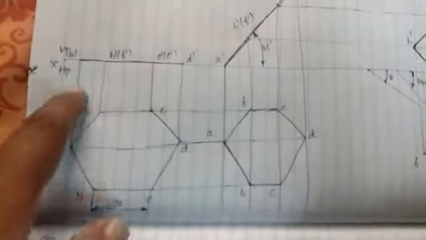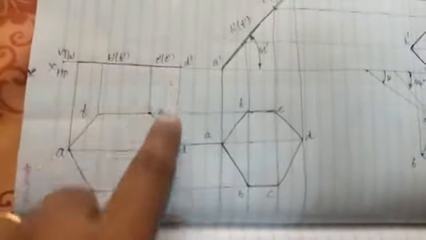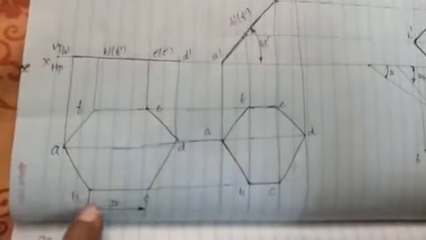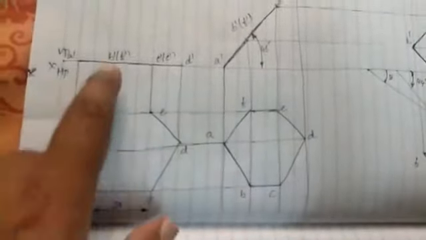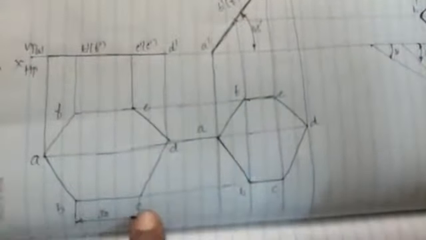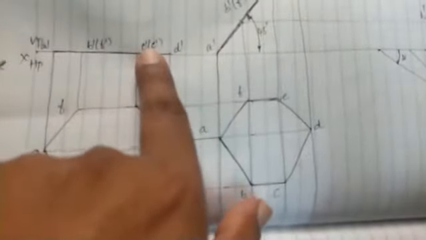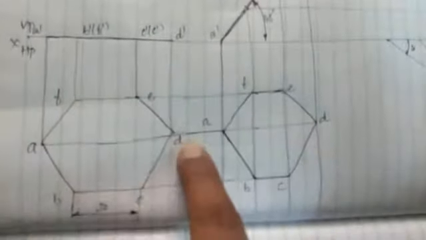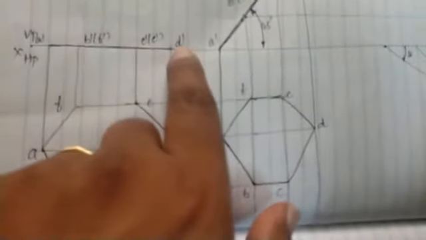Now you have to draw the corresponding view. So this is called A dash. At the intersection of B and F, we will get the points B dash and F dash. At the intersection of C and E, you will get the points C dash and E dash. At the intersection of D, you will get the point called D dash.